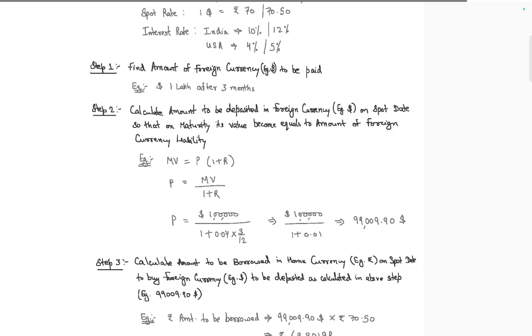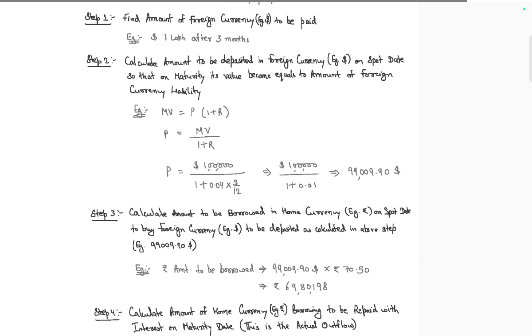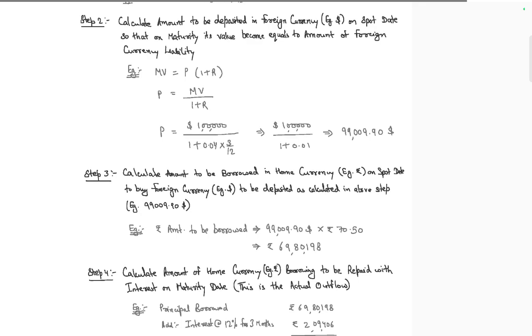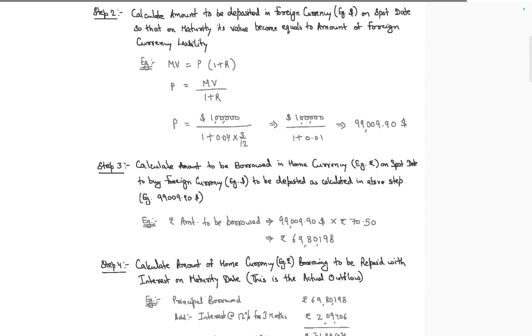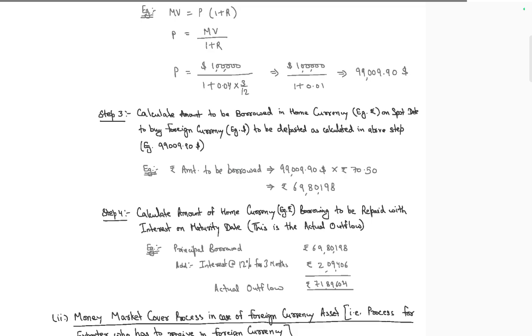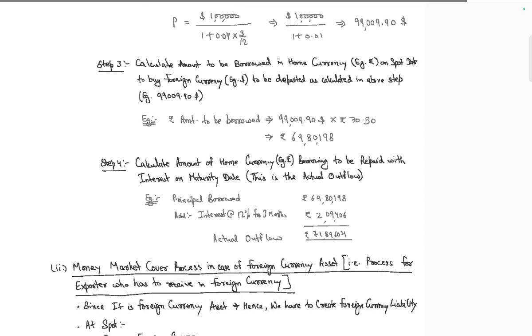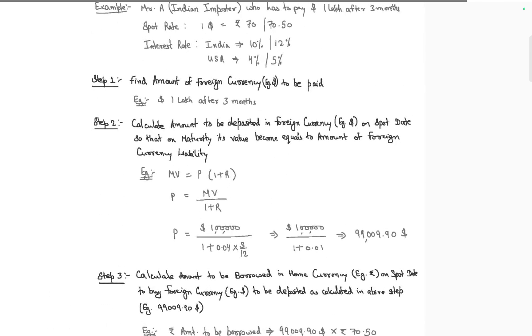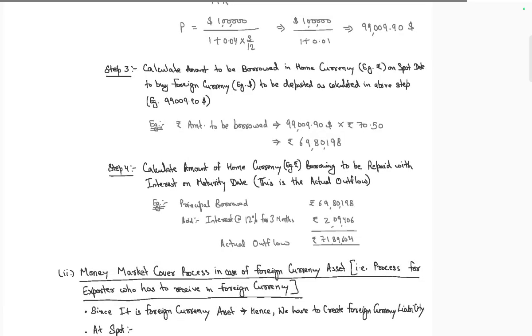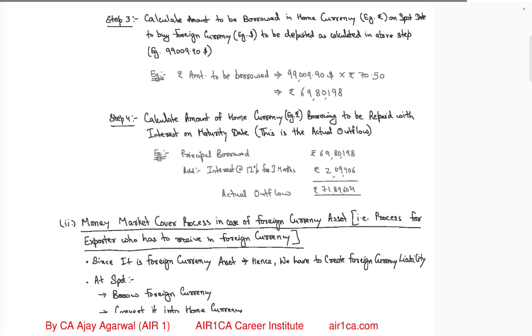Calculate the amount of deposit in foreign currency at spot rate, which matures to the equal amount of foreign currency. The price equals the market value divided by 1 plus the rate. So $1 lakh divided by 1 plus 4% for 3 months, 4 by 3 by 12, equals 1.05, so about 99,000 dollars. Calculate the amount borrowed in the home currency at the spot rate, 70.5, so 69.9. The amount of home currency borrowing is to be repaid with interest. Interest in India is 12%, for 3 months, so the repayment is 71.8964.